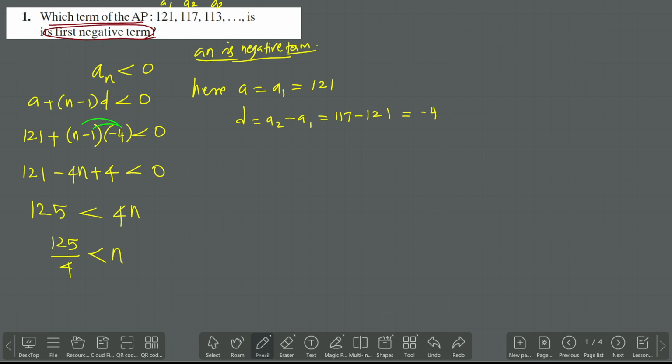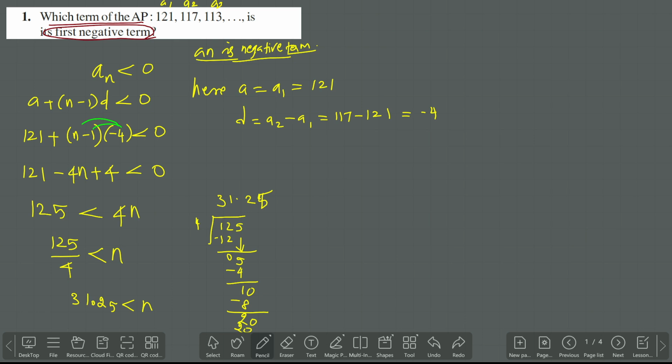Now we have to divide 125 by 4. 3 fours are 12, remainder 0, bring 5. 1 four is 4, remainder 1. Point 0 when I give. 2 fours are 8, remainder 2, 0, 4. Then 5 fours are 20. All right, then what I am getting is 31.25. That means here I will write 31.25 less than n. Okay.